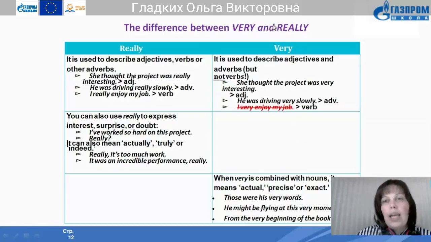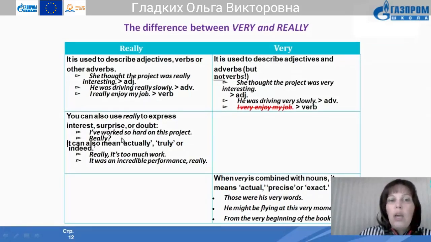Now, next. And now let's see when do we use the words very and really and the difference between very and really. Really is used to describe adjectives, adverbs or other adverbs. For example, she thought the project was really interesting. I really enjoy my job. We use the verb enjoy.